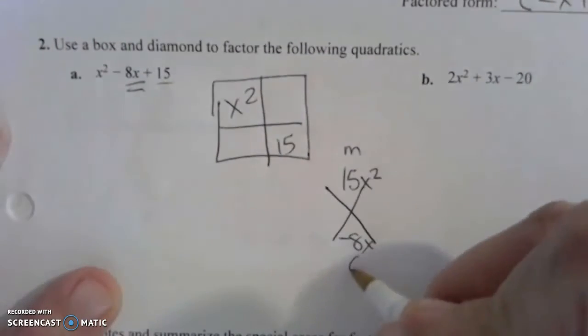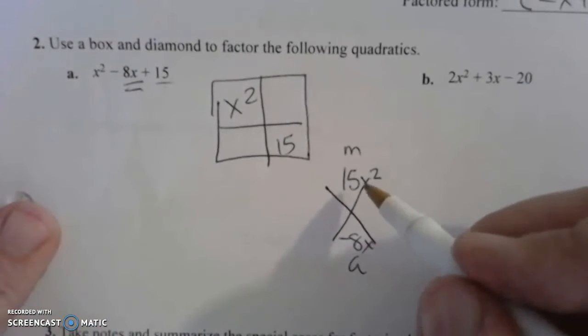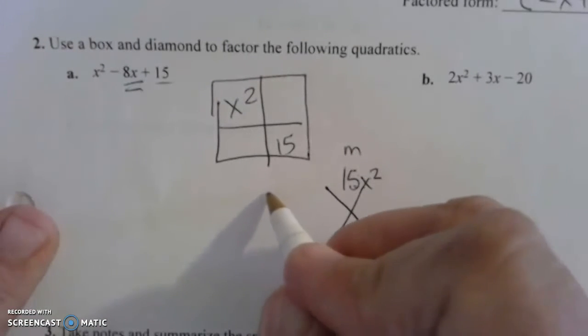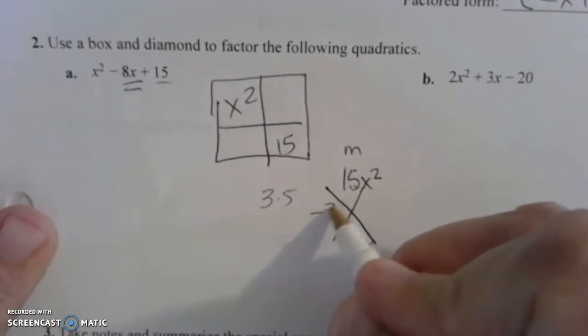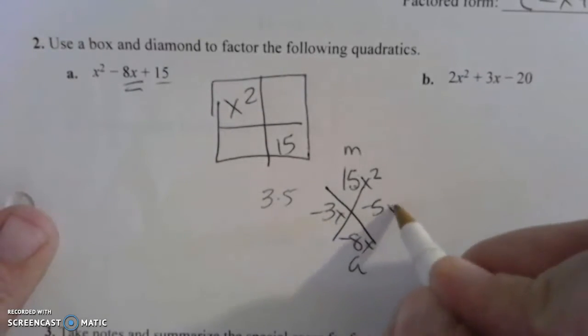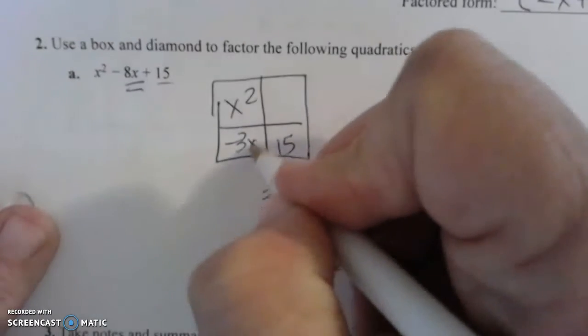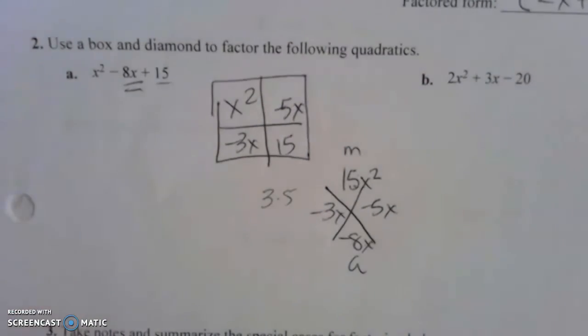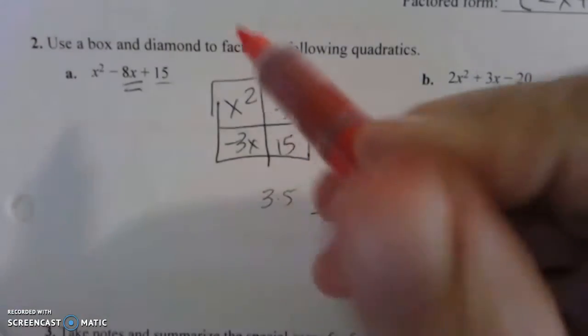Now we're playing that game. What multiplies to make 15 and adds to make 8? So I can easily see, 3 and 5, and it's going to be negative 3x and negative 5x. So negative 3x, negative 5x, those numbers go in our box. And then we're going to see what multiplies together.